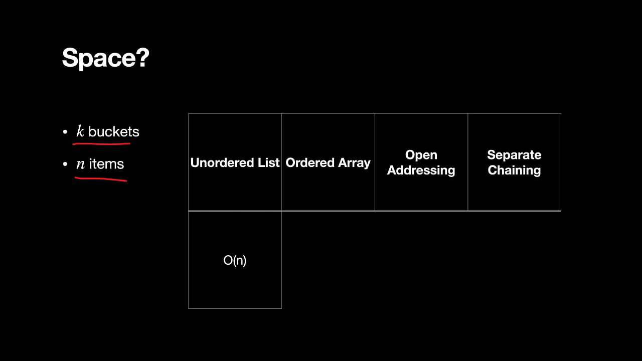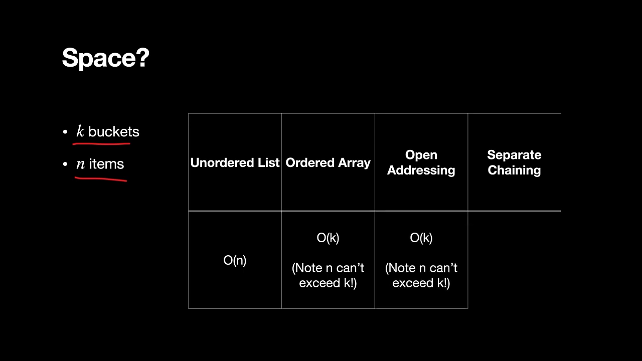The ordered array, we create the array, and I'm going to assume here that n is less than k. So we've created all of these buckets, and we have enough space for all of the items that we'll ever add. So it's the number of buckets that's going to determine the total amount of space used. And we'll make the same arguments for open addressing. We'll assume that we have enough space in our array to accommodate all of the items we might add. So we'll assume it's order k space.